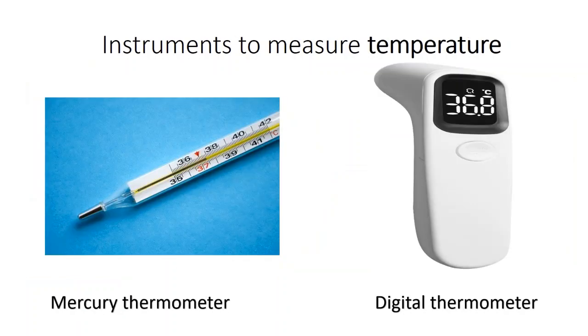Similarly, to measure temperature, the picture on the left is a mercury thermometer, which uses a substance called mercury that moves up and down to give you a temperature. The object on the right is a digital thermometer. So they're both instruments to measure temperature, and we might choose to use one or the other depending on the circumstances.